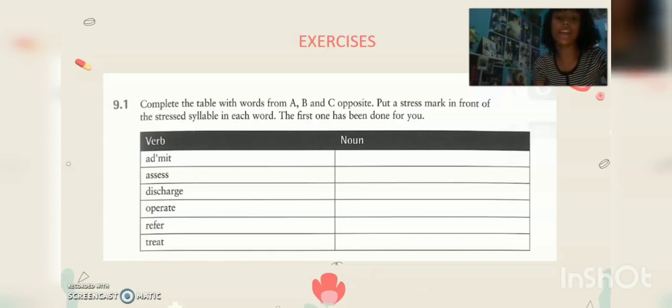Now we are going to be doing the exercises. So the first exercise is going to be 9.1. Complete the table with words for A, B, and C opposite. Put a stress mark in front of the stressed syllable in each word. The first one has been done for you. Okay, so for the verb admit, the noun will be admission; assess, assessment; discharge, discharge; operate, operation; refer, referral; treat, and treatment.